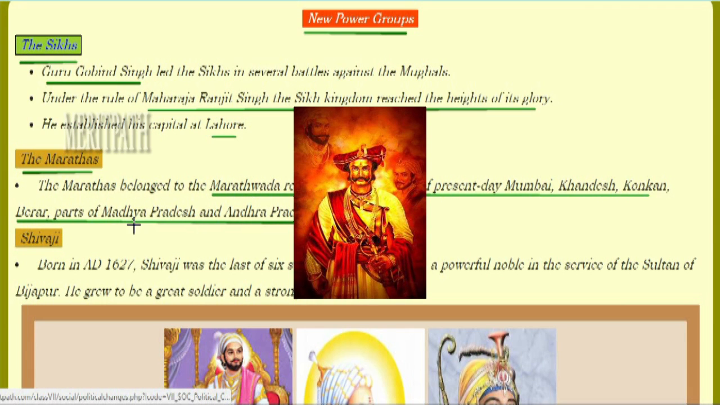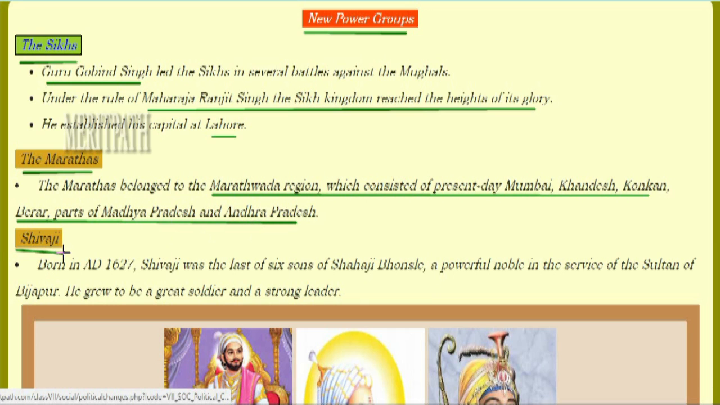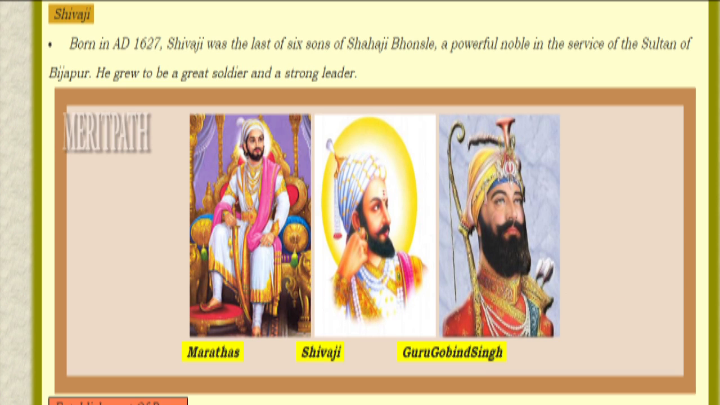Then came Marathas. Marathas belonged to the Marathwada region. Marathwada region means the present day Mumbai, Khandesh, Konkan, Madhya Pradesh parts and Andhra Pradesh parts. Then came Shivaji. In AD 1627, Shivaji was born, the son of Shahji Bhosle. He was a powerful noble and he was in the service of the Sultan of Bijapur. He was a great soldier as well as a strong leader. So in this image we see the Maratha ruler Shivaji and Guru Gobind Singh.